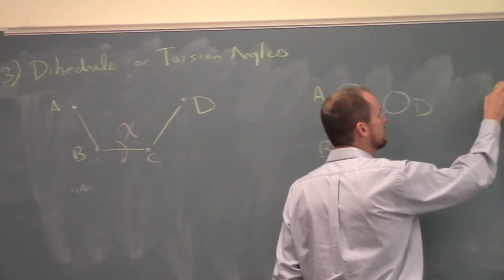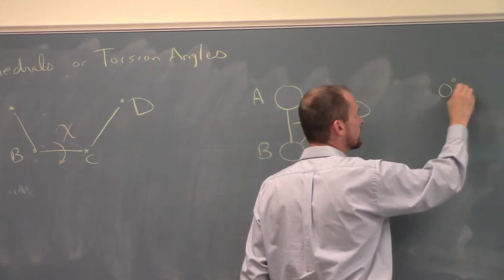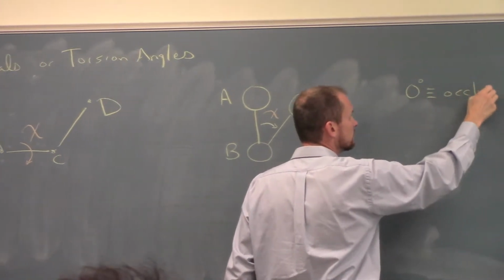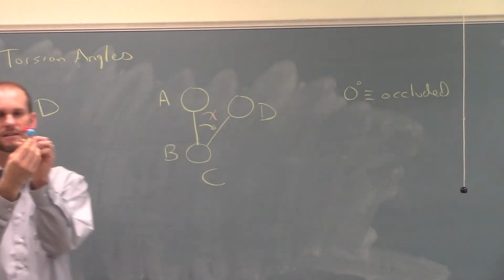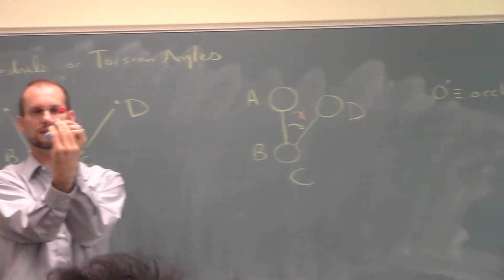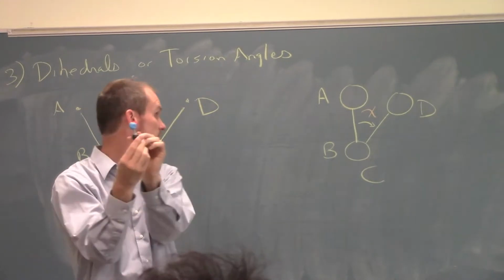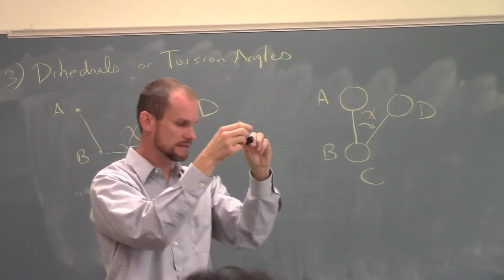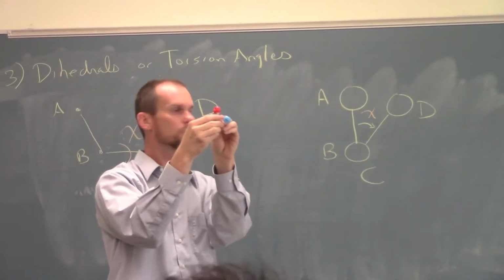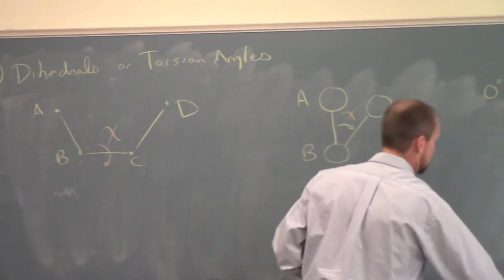If it's 0 degrees, we'll call this occluded. So we can see in the models here, we can look down the model, and if we rotate this around at 0 degrees, they're occluded, so D and A are right behind each other. You wouldn't see them. If we go clockwise, that's going to be positive.